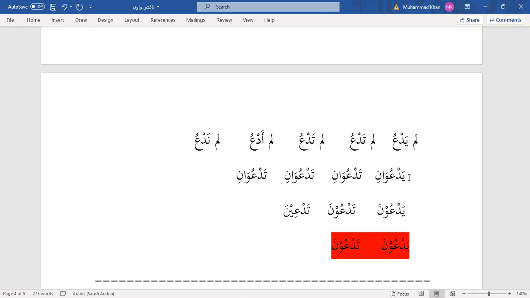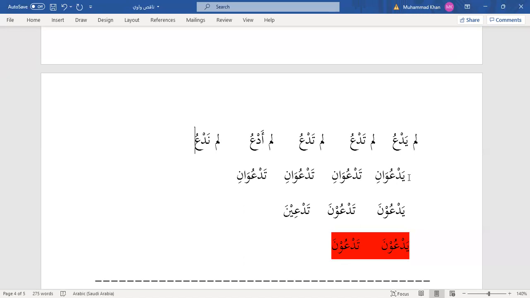Okay. But this one here, the extra, the second one is getting removed. It's very simple. We know that when we use lam, the lam makes the ending majzoom, yani the ending gets dropped. And when the ending gets dropped, what is left over here is lam yad'u, lam tad'u, lam tad'u, lam ad'u. And so this is the only bab where it will not end with a sakin or something, and it will end with the dhamma. That's right. It will end with dhamma only.